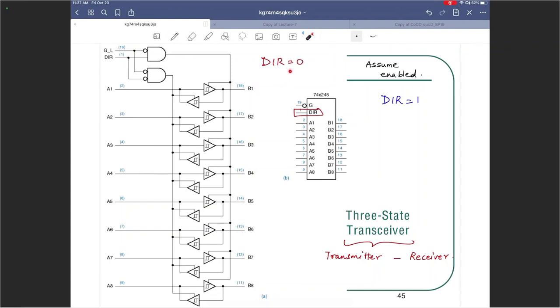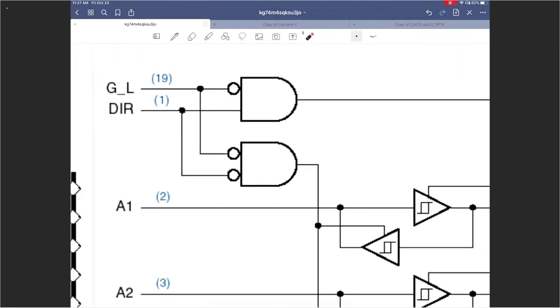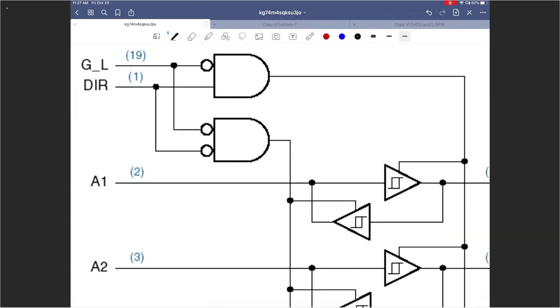We'll start with that. So I'm going to zoom in on this part, and I'm going to say dir equals 0 here. G underscore L, I said we have to assume enabled, so I have to make that 0 as well. If those two are 0 and 0, this guy is going to be 1 here, this guy is going to be 0 here, which means this guy is going to be a 0 there. How about the output of the bottom chip? That is going to be a 1 there, that is going to be a 1 there, that is going to be a 1 there. You guys with me so far?